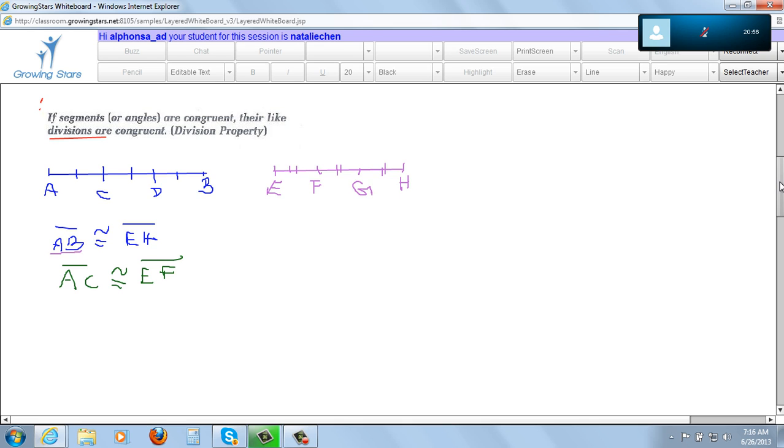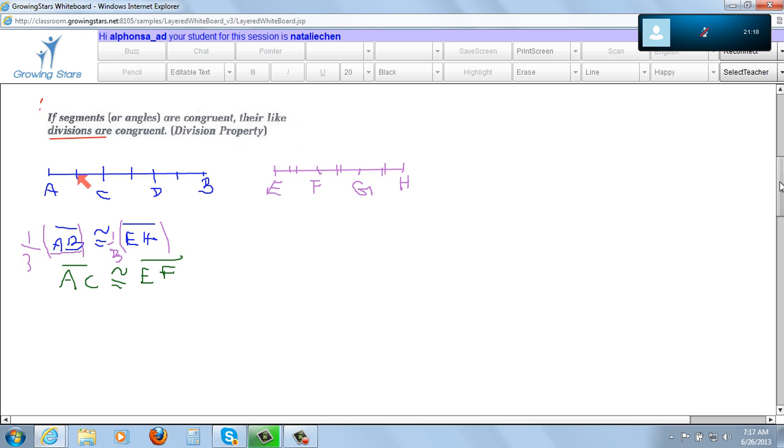So AB is congruent to EH, which means 1/3 of AB is congruent to 1/3 of EH. Now what is the next step? 1/3 of AB is AC, and 1/3 of EH is EF. So can we say that AC is congruent to EF?